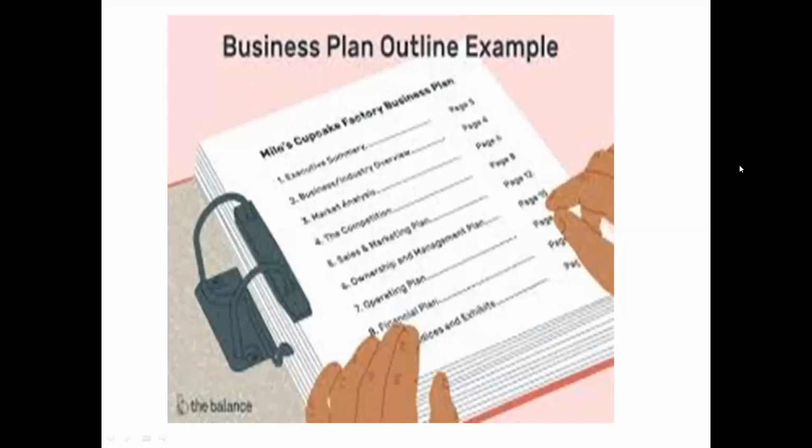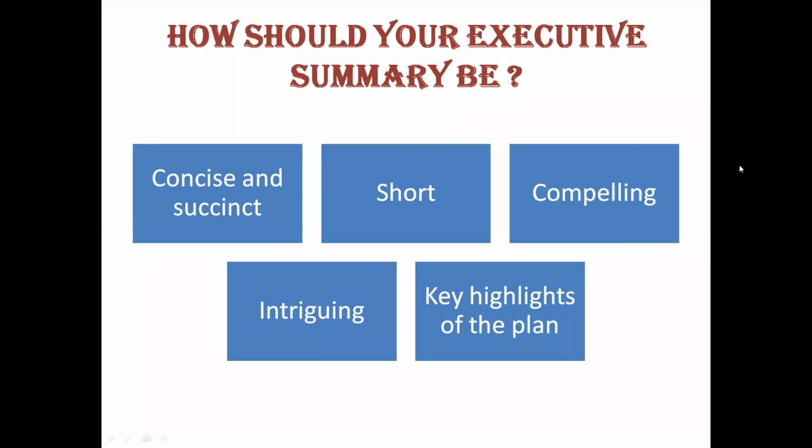Now let us take up one of these components one by one. So the first one is executive summary. Executive summary is a kind of impression, a calling card for the business. So anything that one reads or learns about one's business is an executive summary. All right. So executive summary should be concise. It should be succinct, short, compelling, intriguing, and should indicate the key highlights of the plan.